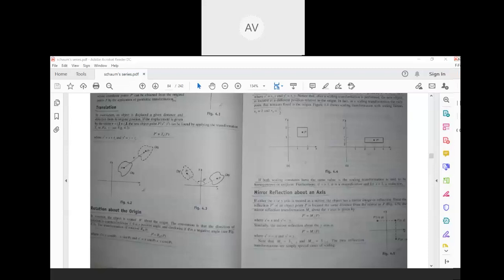So we are going to see the 2D transformation numericals. Before that, we will learn one more transformation matrix, that is a mirror, or you can say reflection. Reflection transformation. Okay. So it is very simple.